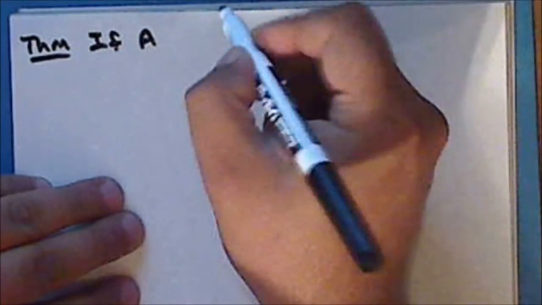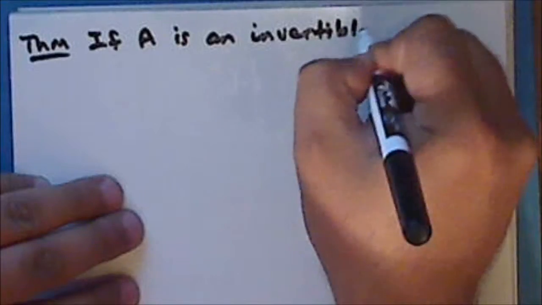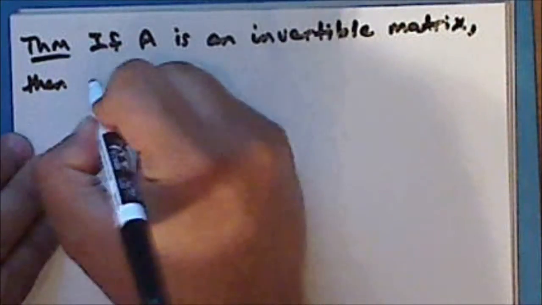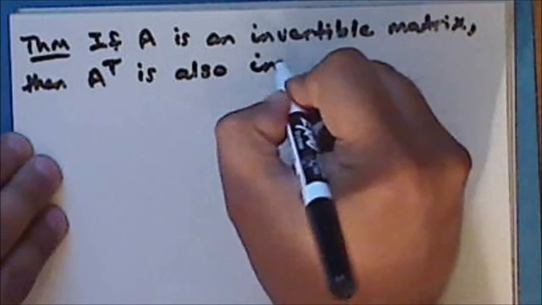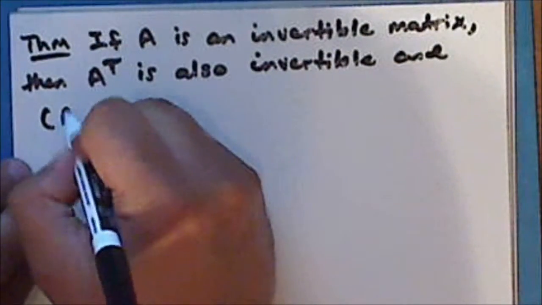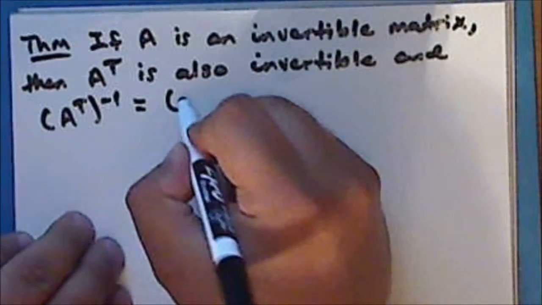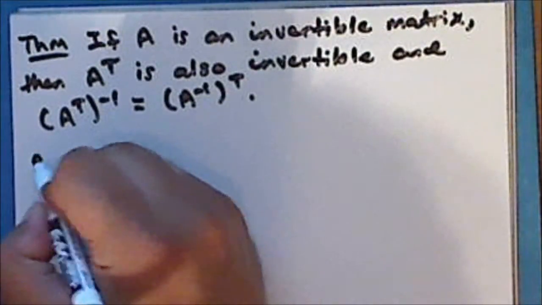So next we'll prove another theorem. If the matrix A is an invertible matrix, then the transpose of A is also invertible, and in fact the inverse of the transpose of A is the transpose of the inverse of the matrix A. A proof.